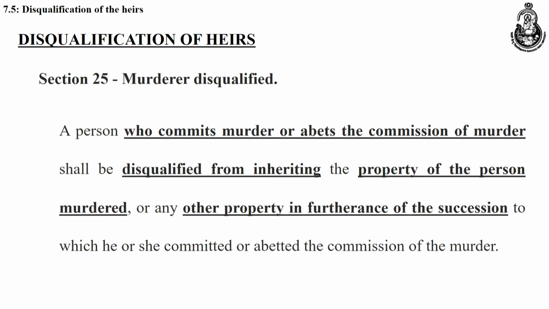Friends, this is a very established rule. Who murders a person through whom he wants to inherit the property, in this case the murderer has no right to inherit the property. What is the rule of section 25? A person who commits murder or abets the commission of murder shall be disqualified from inheriting the property of the person murdered, or any other property in furtherance of succession to which he or she committed or abetted the commission of murder.